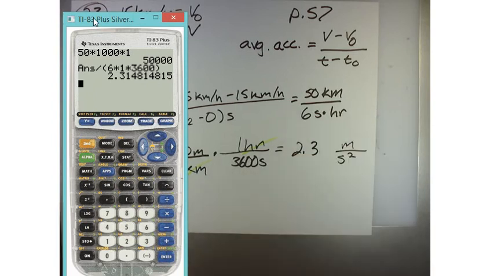What's the answer in the back of the book? 2.32. Why did they round it to 3? What are we going to do? Well, you know what they may have done, though, is they may have converted the meters and all that stuff. So, anyways, 2.3 is good enough for me. Is it good enough for you guys? Yep. All right.